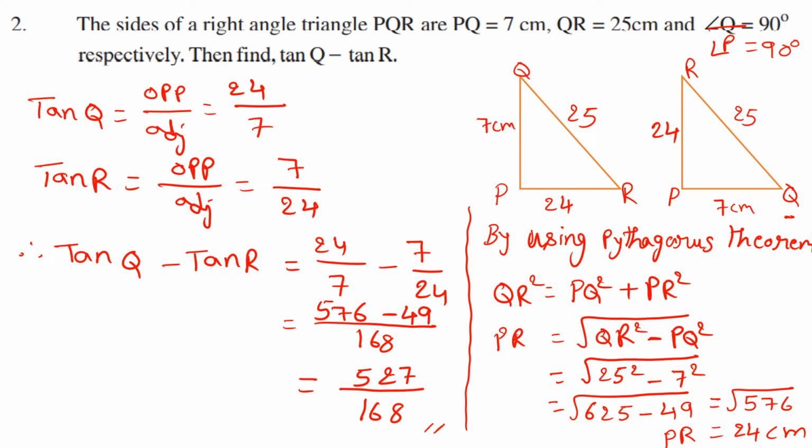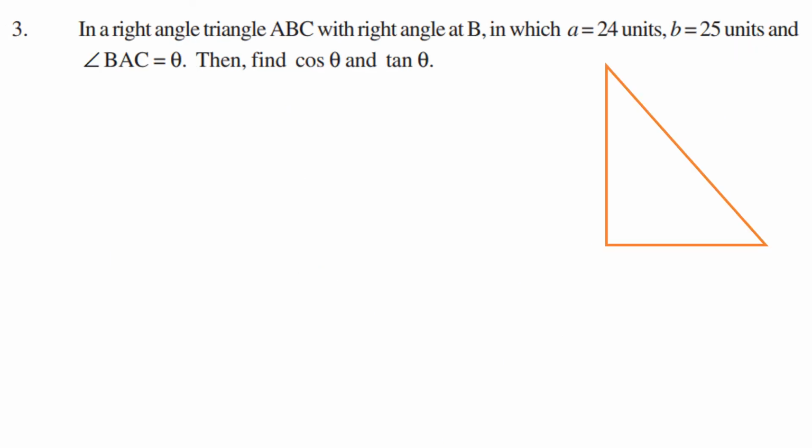Okay, children? Right. Question number 3. In a right angle triangle ABC with right angle at B, in which a equals 24 units, b equals 25 units, and angle BAC equals theta, find cos theta and tan theta. This is the question, children. Let us write the solution here.